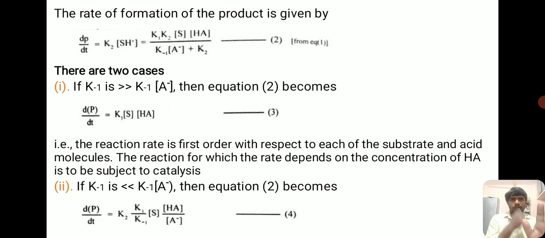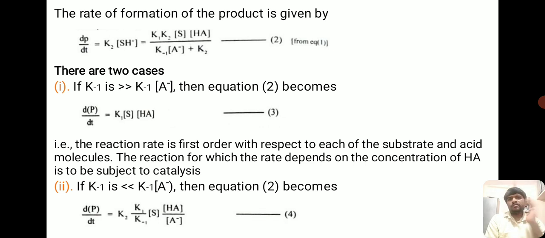The rate of formation of the product is given by dP/dt is equal to K2 [SH+], which is equal to K1 K2 [S][HA] over K-1 [A-] plus K2. This is equation number 2.